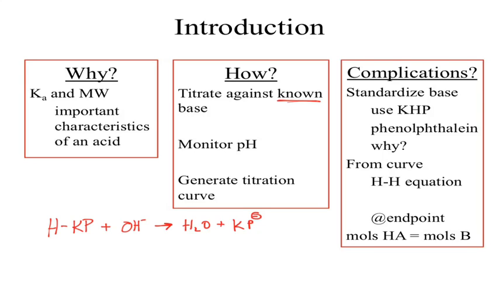We'll use phenolphthalein as an indicator. What happens when the indicator changes color? It's not that it's at equilibrium. What did you say? It's the end point of the titration. What happens at the end point of our titration?